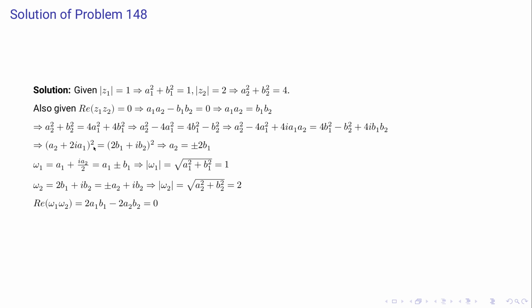Now we take the square root and compare the real parts. We get a2 is equal to plus minus 2 b1, and similarly we will get 2 a1 is equal to plus minus b2. So omega 1 is equal to a1 plus i a2 by 2. Now instead of a2 we substitute 2 b1, so it becomes plus minus b1. So modulus would be 1, and similarly omega 2 will become 2. Once we have this, we can say that real part of omega 1 omega 2 would be 0, because a1 b1 is equal to a2 b2.